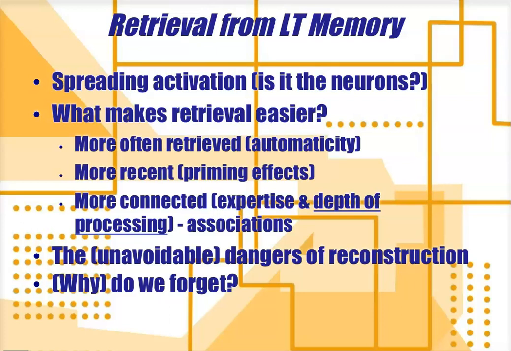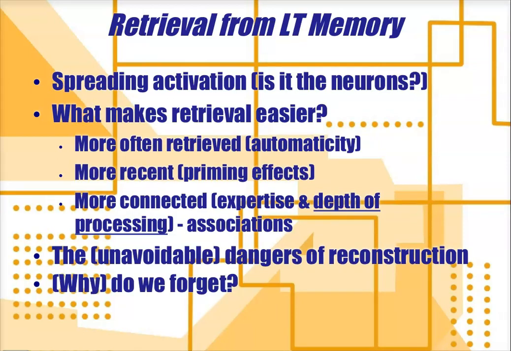So what does that mean basically for teaching and learning? I mean, it's fun to think about nerves, but we're looking at teaching and learning here. What makes retrieval easier? Things that are more often retrieved are much easier to retrieve. The activation is much faster. This is one of the things that happens with automaticity. Things that are more recent are more easily retrieved. We call this the priming effect. So, for example, if I say the word nurse, it's going to be easier for you to retrieve hospital and doctor than it is going to be to retrieve bakery, because you don't have any good connections between nurses and bakeries.